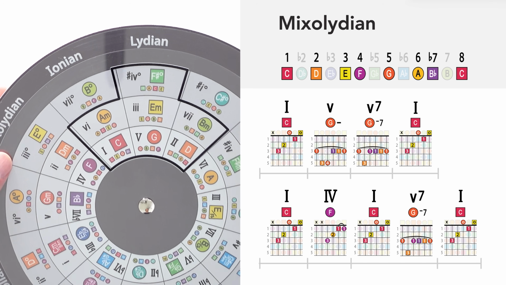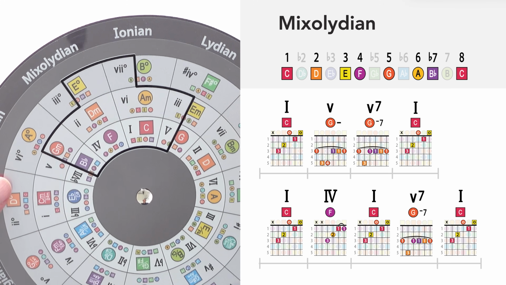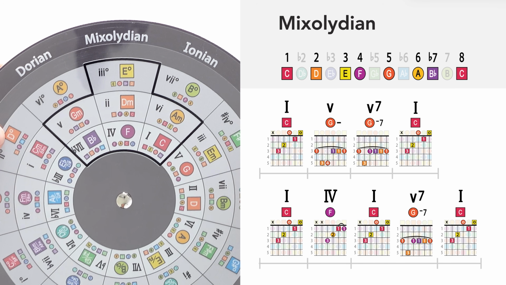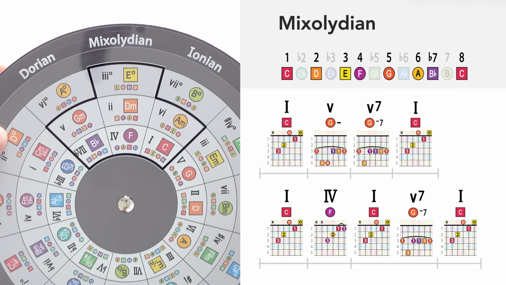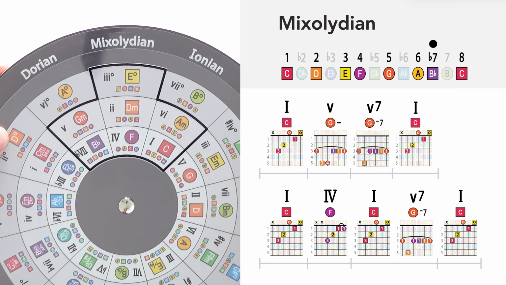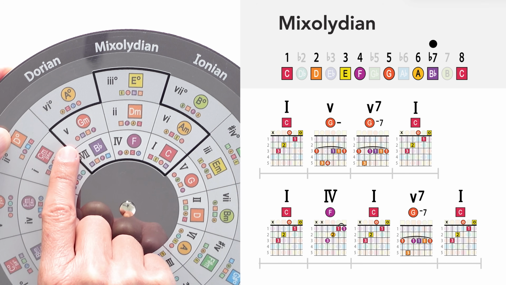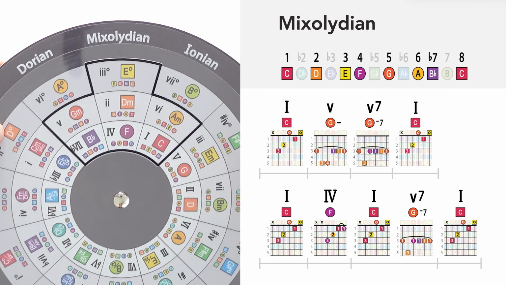Now moving the other direction into the darker modes, Mixolydian is just on the other side of Ionian. It still sounds fairly bright, but has a slightly darker edge with its flat 7 note and chords major 1, major 4, and minor 5. In a way, you could say Mixolydian feels a little more epic.